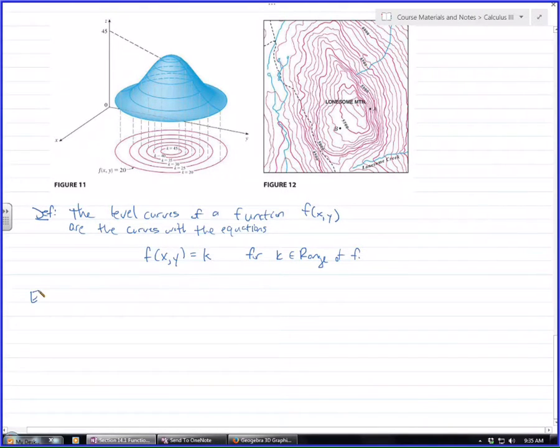So for example, let's do the level curves of f of x, y equals 6 minus 3x minus 2y for k equals negative 6, 0, 6, and 12.